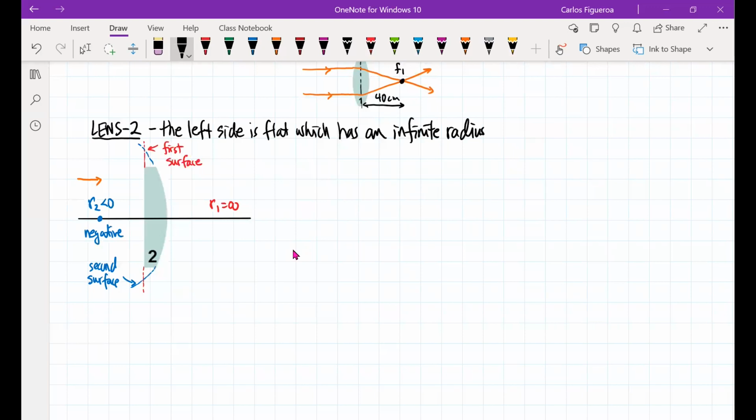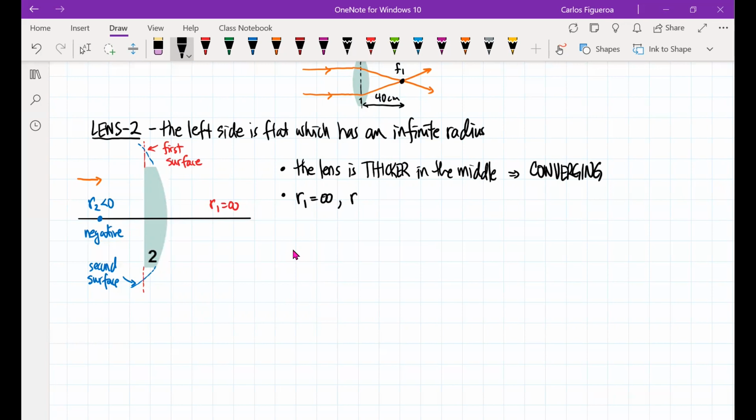So let's start interpreting what this lens is saying. The first thing I would say is that the lens is thicker in the middle. And if it's thicker in the middle, that must mean that it's a converging lens. So if I look at my radii, R1 is going to be infinite, whereas R2 is going to be minus 40 centimeters.